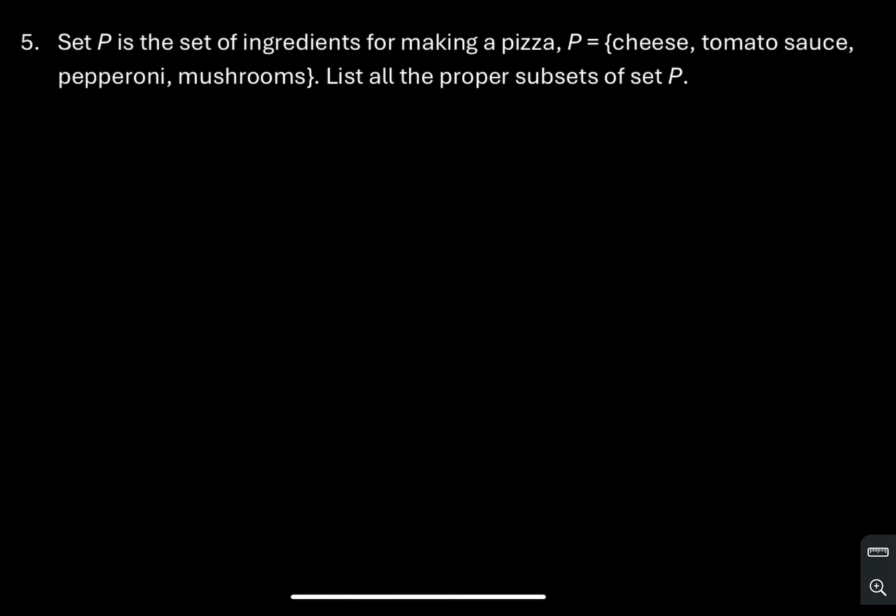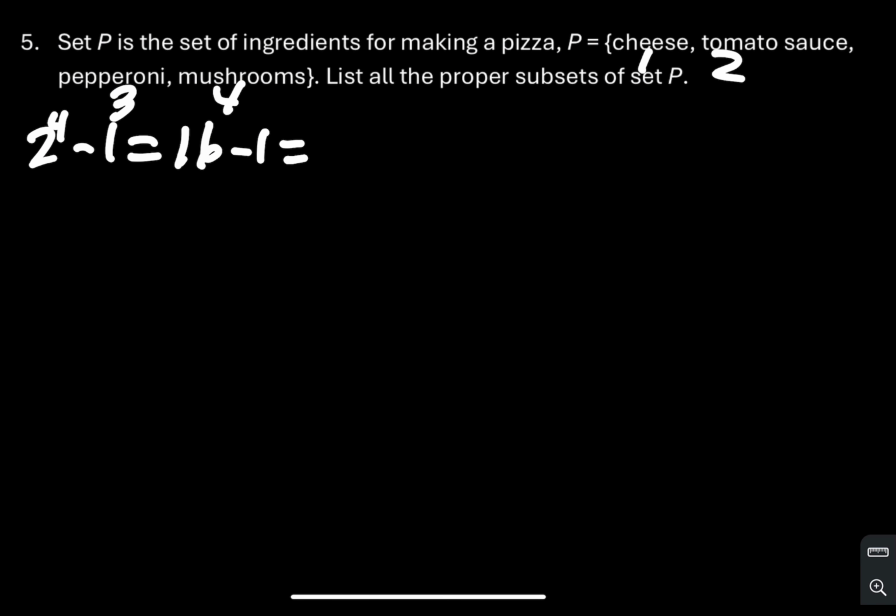So for this fifth problem, it says set P is a set of ingredients for making a pizza. Set P has the elements cheese, tomato sauce, pepperoni, and mushrooms. List all the proper subsets of set P. So we follow that formula, 2 to the n, which in this case we have 4 different elements. So it's 2 to the 4th power minus 1. 2 to the 4th power is going to give you 16. It's 2 times 2 times 2 times 2. And then minus 1. So it's 16 minus 1, which is going to give you 15.